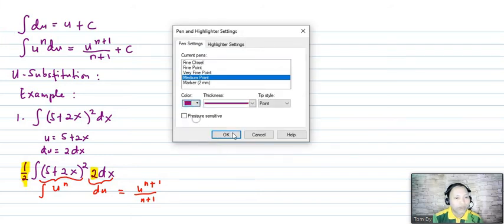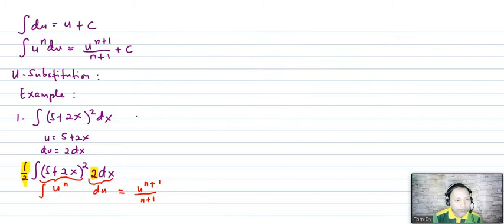I will go back to violet. This is now equivalent to, of course, 1/2. And then the integral of u to the n du equals u to the n plus 1. What is my u? My u is 5 plus 2x. And then n plus 1. My n equals 2, plus 1, that is 3, over 3. Plus c.